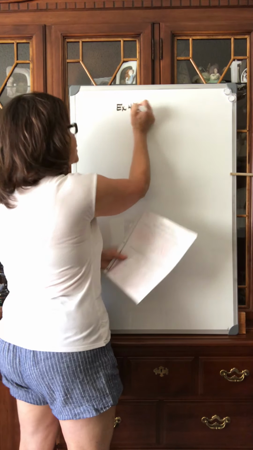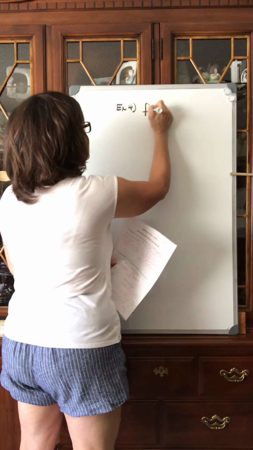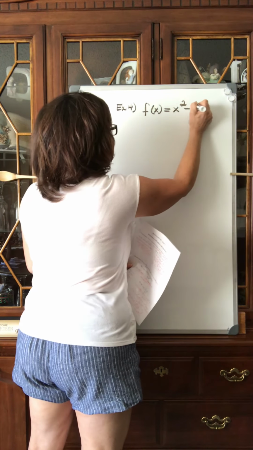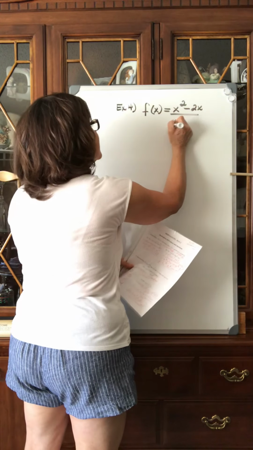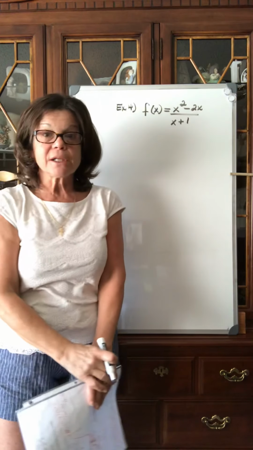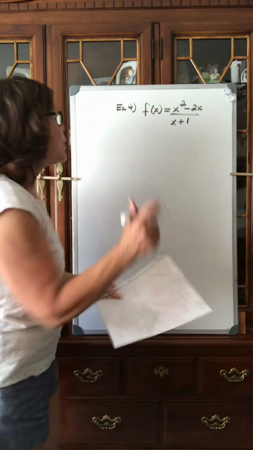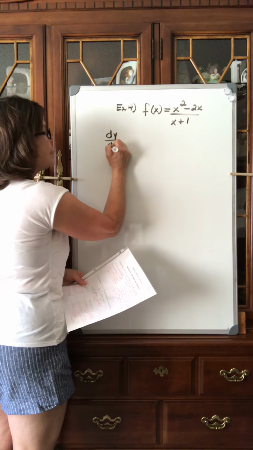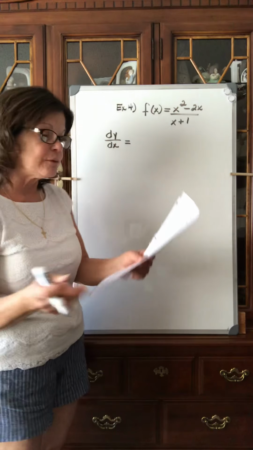Our original function, f of x, is equal to x squared minus 2x over x plus 1. Okay, so we are going to find the first derivative of this function. Because it's a fraction, we have to use the quotient rule. So for the quotient rule, I'm going to use the other notation, dy dx. Remember, f prime of x, y prime, and dy dx all mean the first derivative.